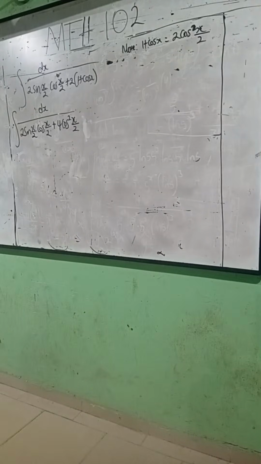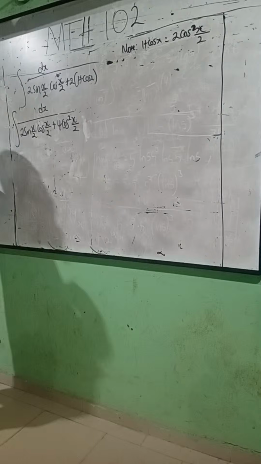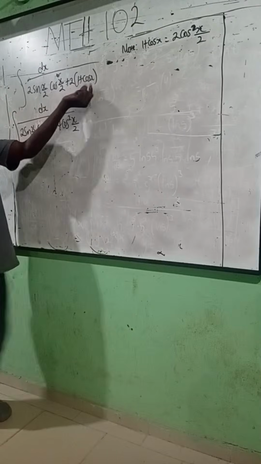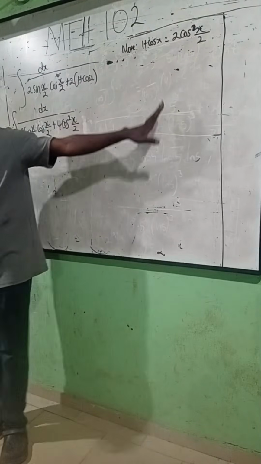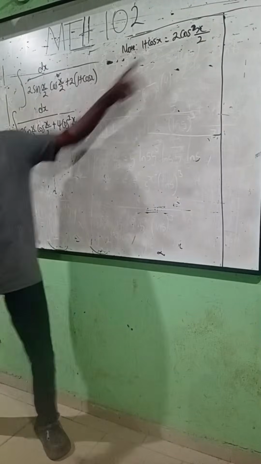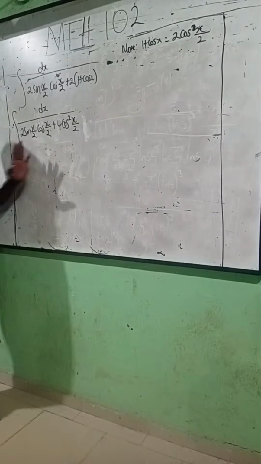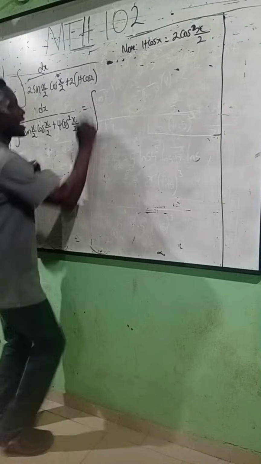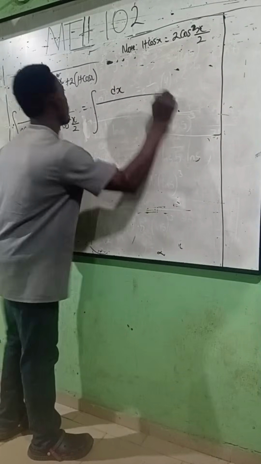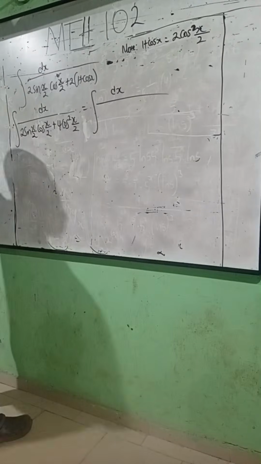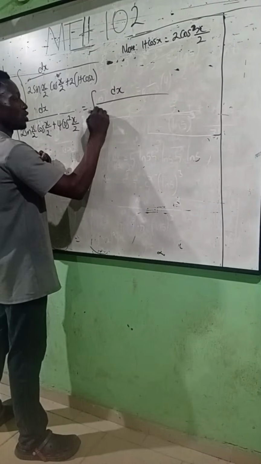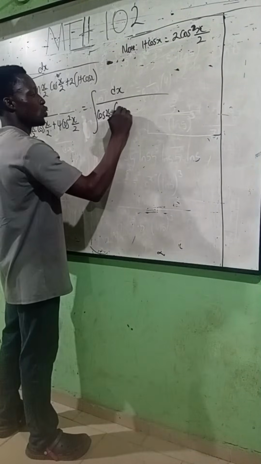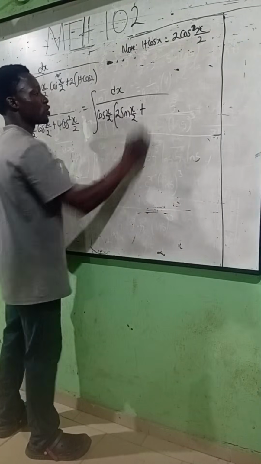Is that clear? Which one is not clear? Note 1 plus cos x is the same as 2 cos square x over 2, a trigonometric identity. Then if you multiply it by 2 times this, you get 4 cos square x over 2. This is the only thing we have touched. So here now we have the integral of dx over, what is common to both? Cos x over 2, right? Bring it out. Cos x over 2, open bracket, what do you have left here? 2 sine x over 2 plus what?